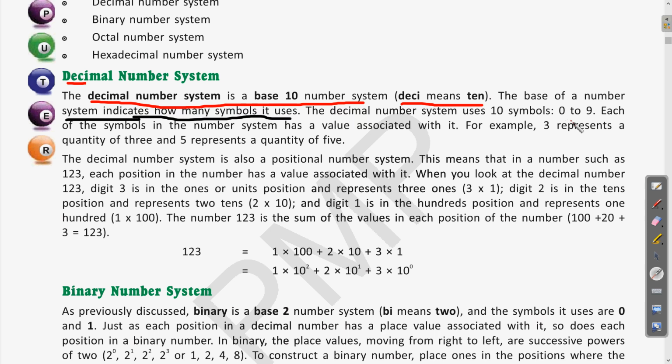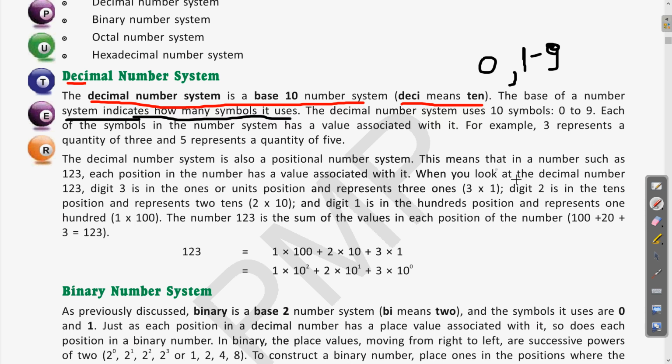I hope it is clear. Why is it only 0 to 9? Because this much is 10. How? If we count 1 to 9, it will be 9 digits, and if we include 0 with these, this becomes 10 digits. Clear? So in the decimal number system, we are using 10 symbols, and because of these 10 symbols, the base of the decimal number system is 10. Is it clear? Okay.